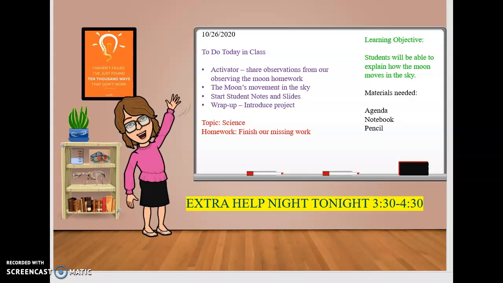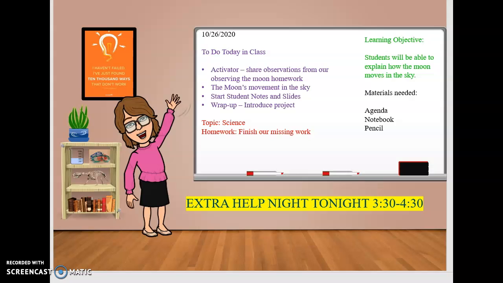We continued in our PowerPoint presentation looking at the moon's movement in the sky. We also started our student notes. And we wrapped up by introducing the Modeling the Lunar Phases project.